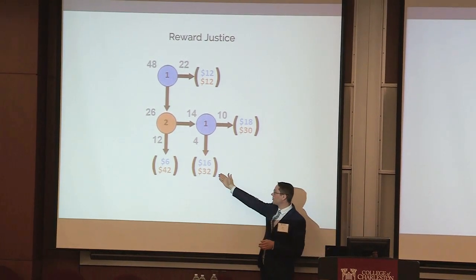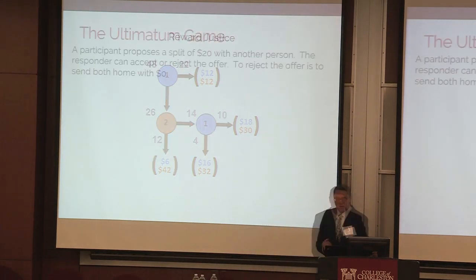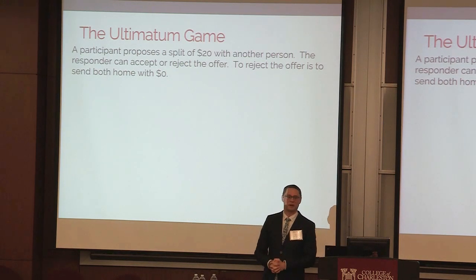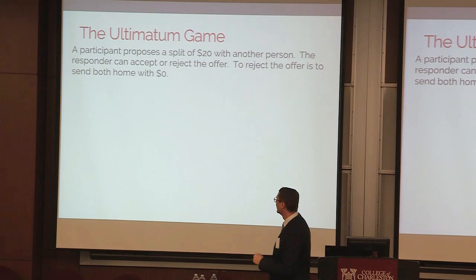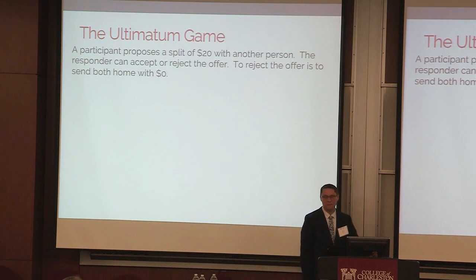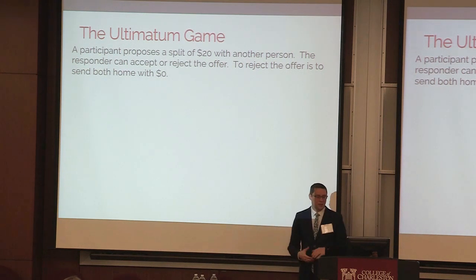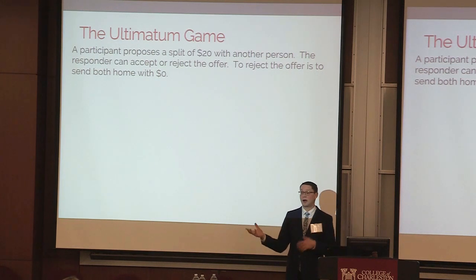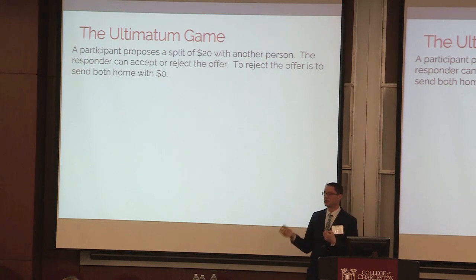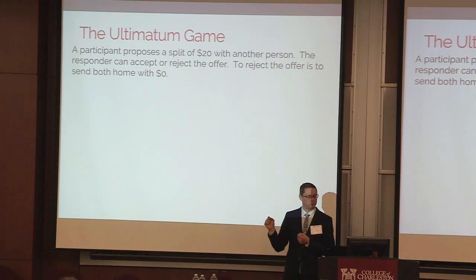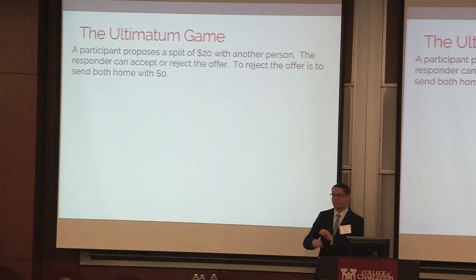But again, we would not have thought of trying this and seeing what people would do if we hadn't read Adam Smith. Let's spend a little time now on a very popular game. Scores of experiments have been run. It's called the ultimatum game. I'm sure many of you have heard of it. There are many different sizes of pies, but the basic thrust of it is that one person proposes to split $20 with another person. The responder, unlike in the dictator game, can accept or reject the offer. If the responder accepts it, they take that split, they go home. But if they reject it, they both go home with nothing.